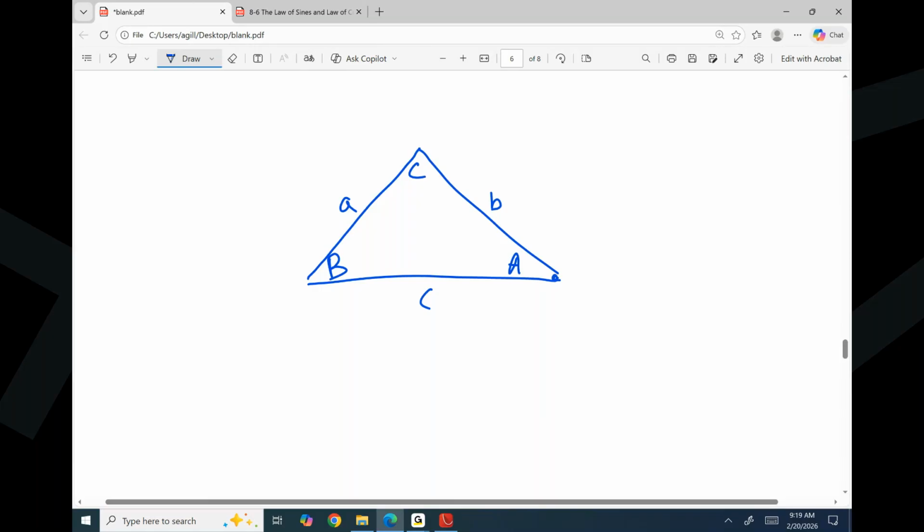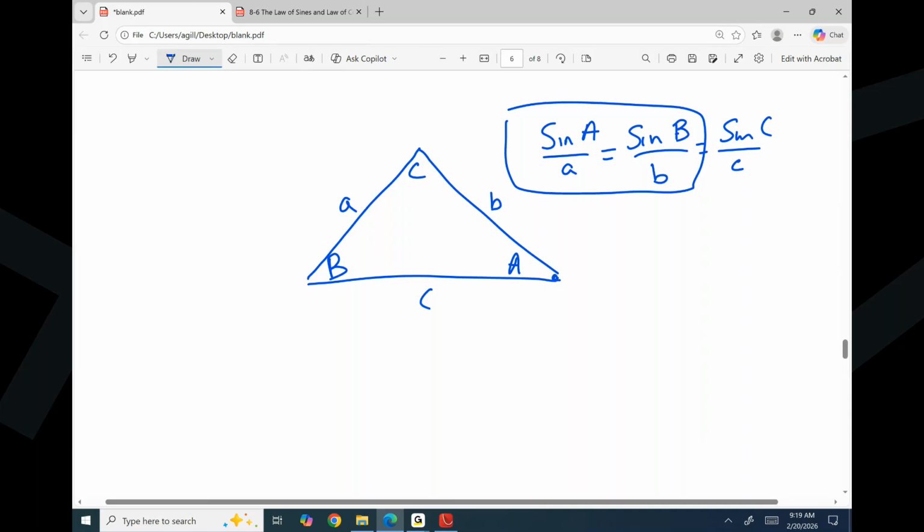The first relationship here is a proportion that you can make with these. If you play with the math a little bit, you get the sine of angle A divided by side a is proportional to the sine of angle B over b, which is equal to the sine of angle C over c. You'll end up with two of these where they give you this, this, and this, and they ask you for what this is. And you just do a proportion. It's not hard. So we'll do a few of those.